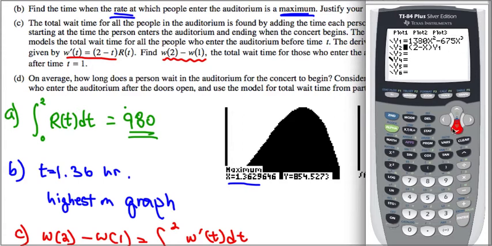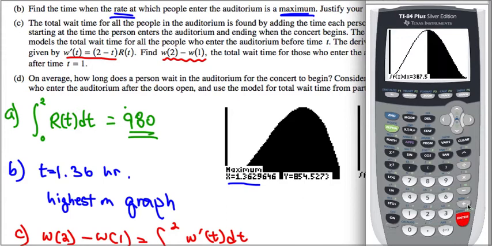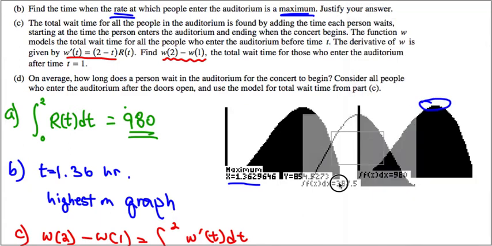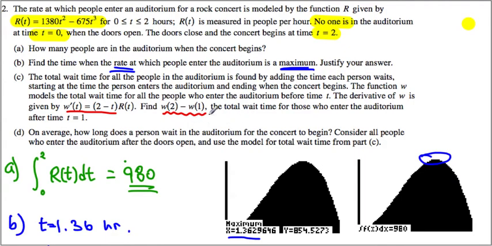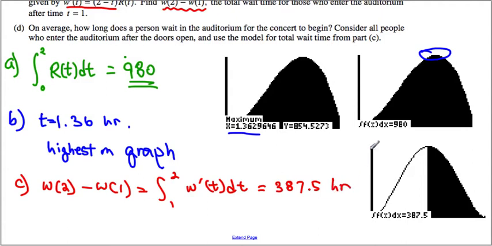Okay. Now I'm going to go for zoom fit once again, 0. Then that's the picture we end up getting. And second trace, number 7. Lower limit will be equal to 1, as written. Upper limit will be 2. So that's what we end up getting: 387.5 is the value. Now, find the total wait time for those who enter the auditorium. That will be our answer. Now let's go for part D.